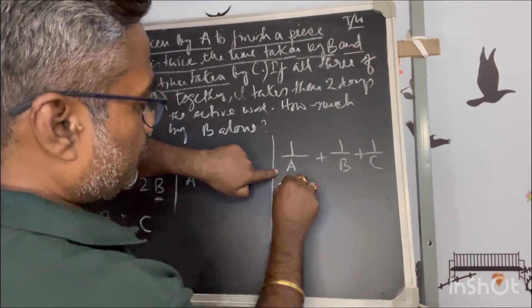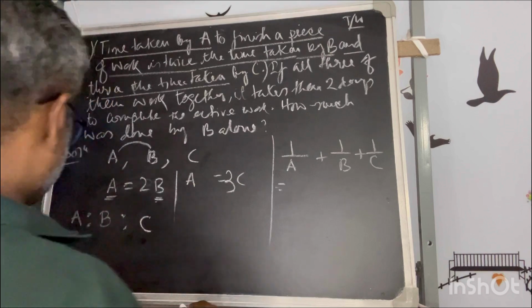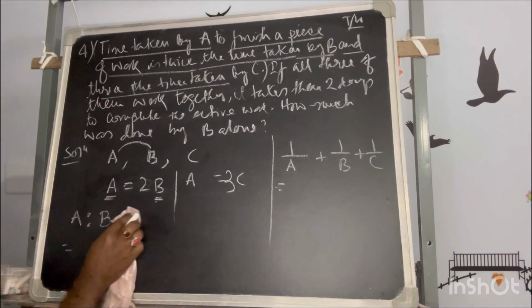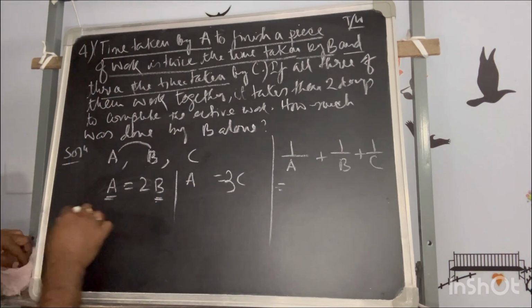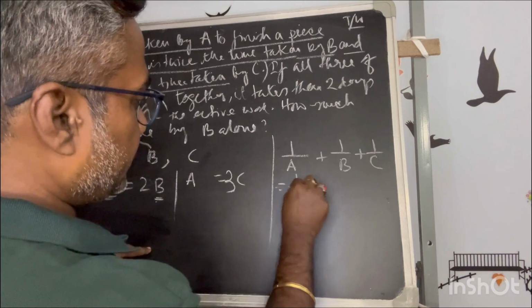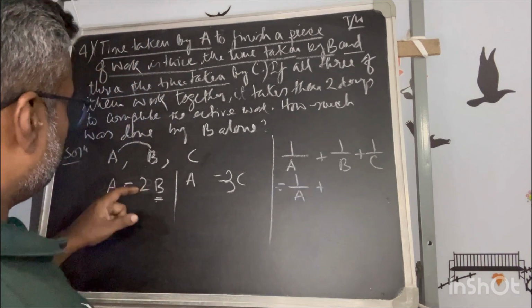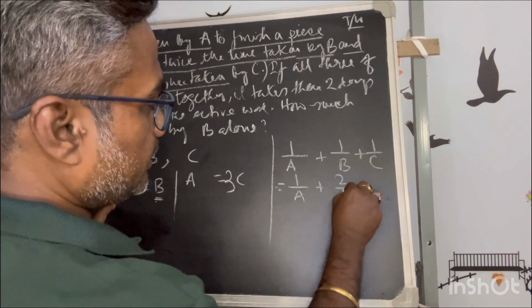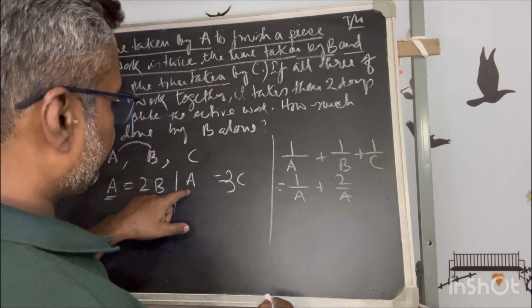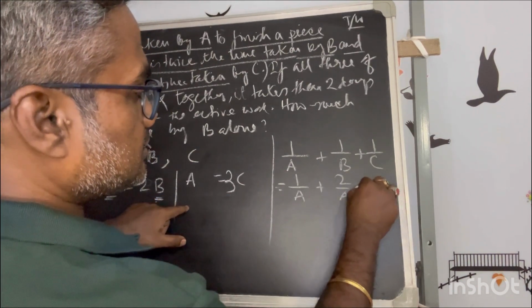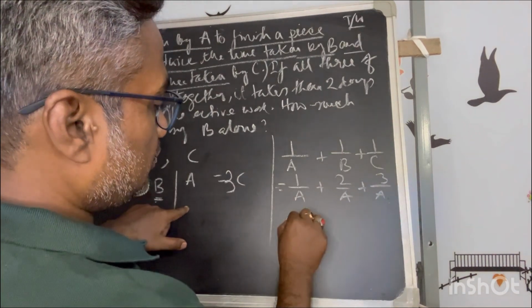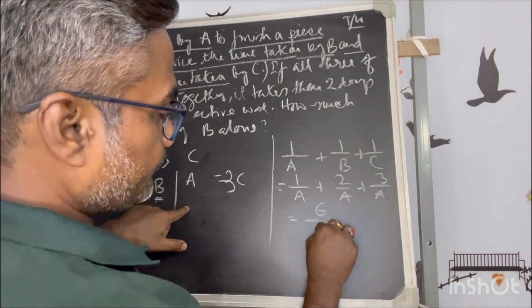Now you can put this relation, instead of bringing it in ratio, you can put it like that also: 1 by A. Now B is A by 2, so this will be 2 by A, and C is A by 3, that means 3 by A. So all together it will be 6 by A.